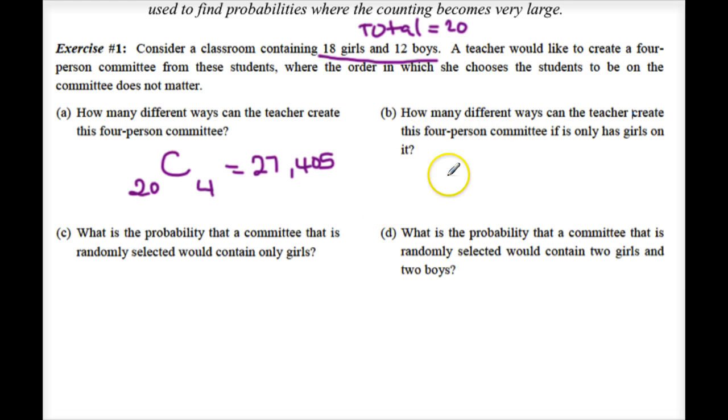Now part B said, how many different ways can the teacher create a four-person committee if it only has girls? So now there are 18 girls and we need to choose 4. And this will give me 3,060.